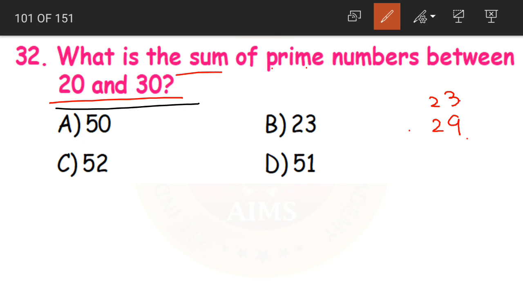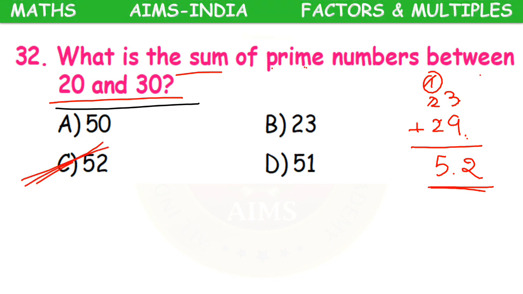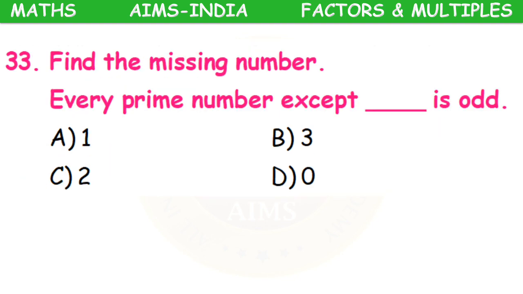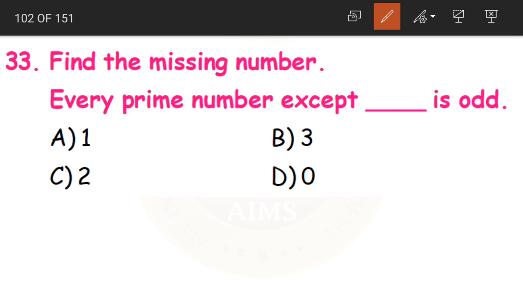We should find out the sum. So let us add 3 plus 9, 12, 1 carried, 1 plus 2, 3, 3 plus 2, 5. So 52 is the sum of prime numbers between 20 and 30. Option C is our correct answer. Next question. Find the missing number. Every prime number except dash is odd.